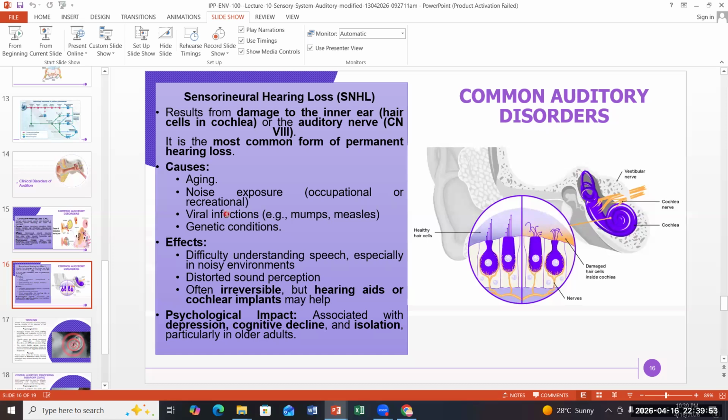Hearing aids or cochlear implants are the only hope that can help to improve the condition. Psychological impact: the persons experiencing this type of hearing loss experience depression, cognitive decline, and isolation.